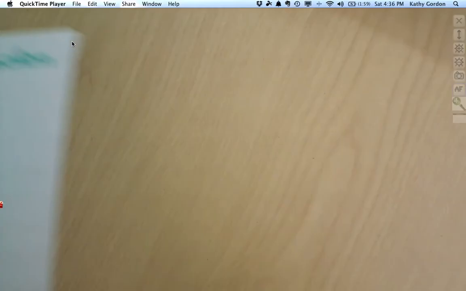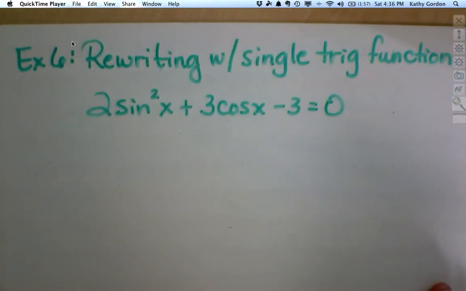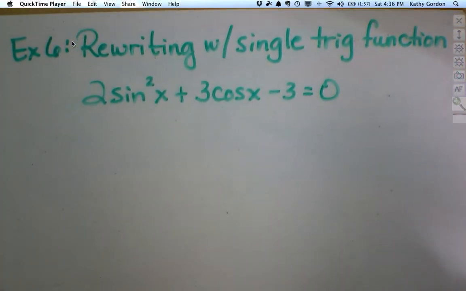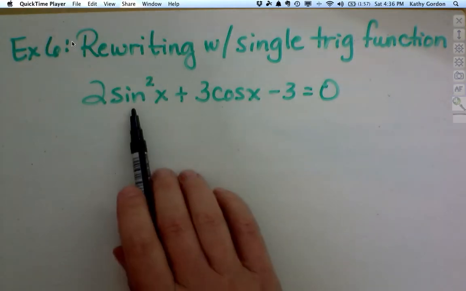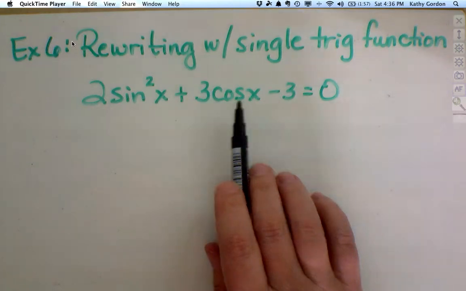All right, last example for this lesson, and then you'll have some time to work. So for example 6, we have an equation of 2 sine squared x plus 3 cosine x minus 3 equal to 0. Now this one's a little bit tricky because we do have a trig function being squared and a trig function not being squared and a constant.